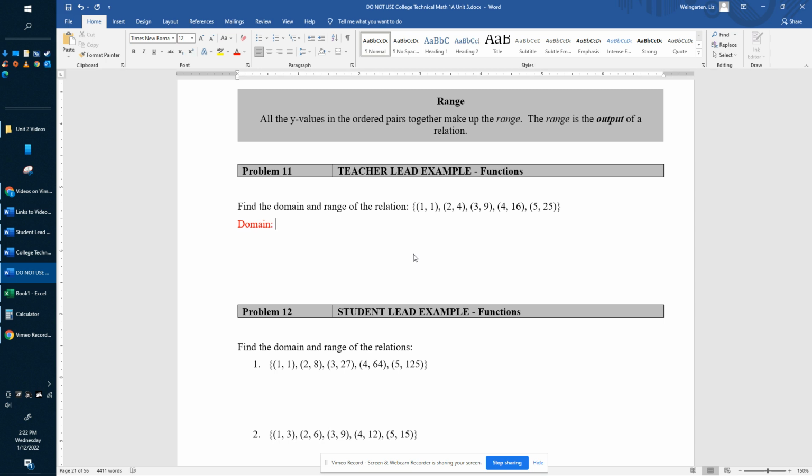So the domain is our x values. So what are our x values here? We have an x value of 1, 2, 3, 4, and 5. So that's easy enough. 1, 2, 3, 4, and 5. So what's our range? Our range is going to be our y values, just like we had talked about above. Our y values are 1, 4, 9, 16, and 25.